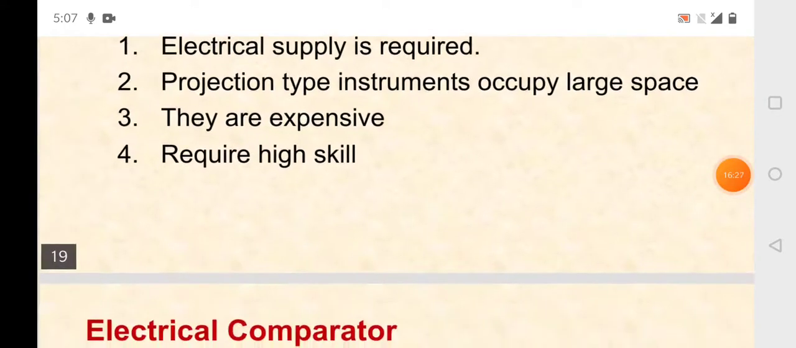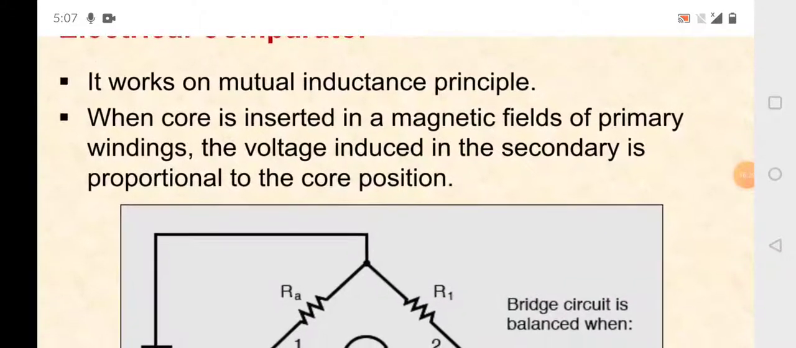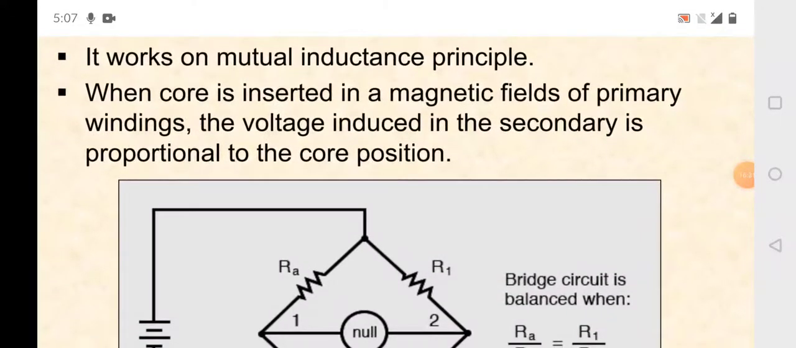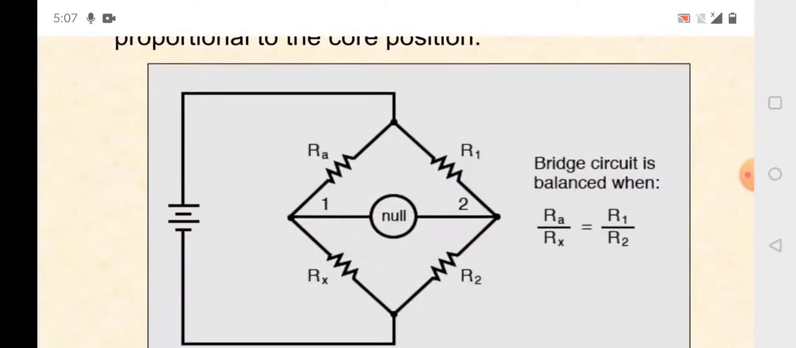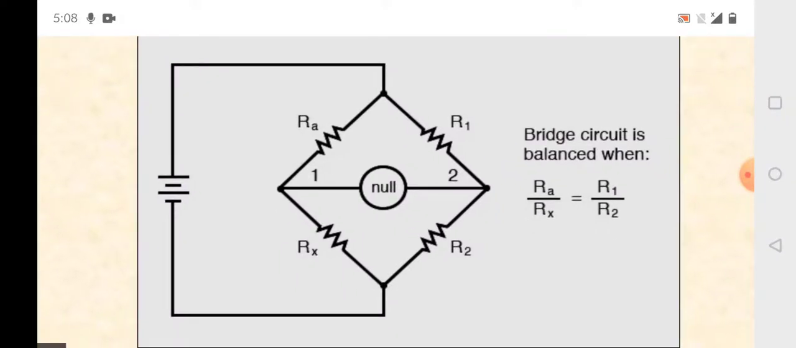Then next is the electrical comparator. It works on the mutual induction principle. We can say it works on the Wheatstone bridge. We have seen there are 4 resistors, and this bridge is balanced at 0 reading, meaning basic size. The ratio Ra by Rx upon R1 by R2 will be equal when it is basic size.